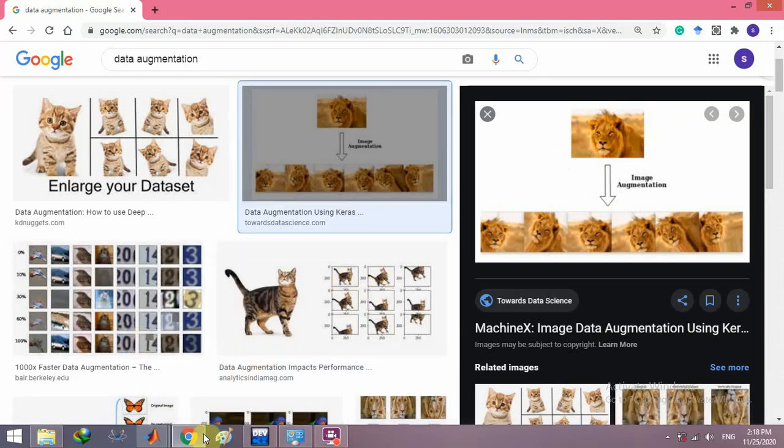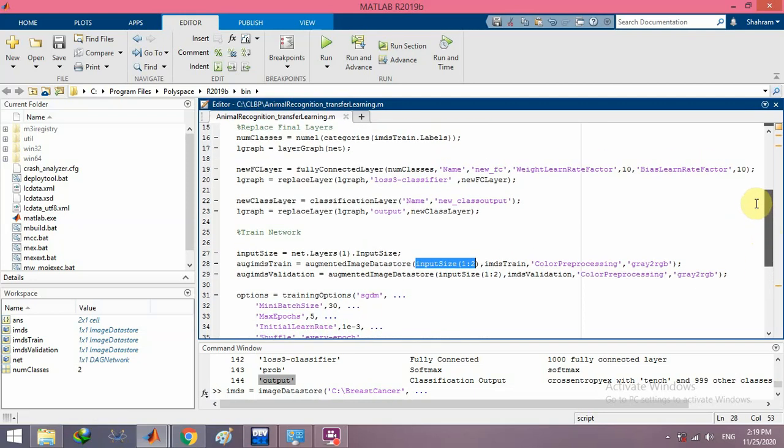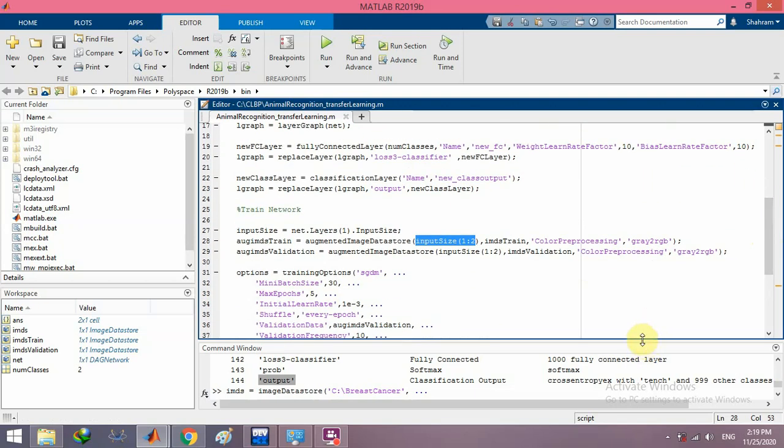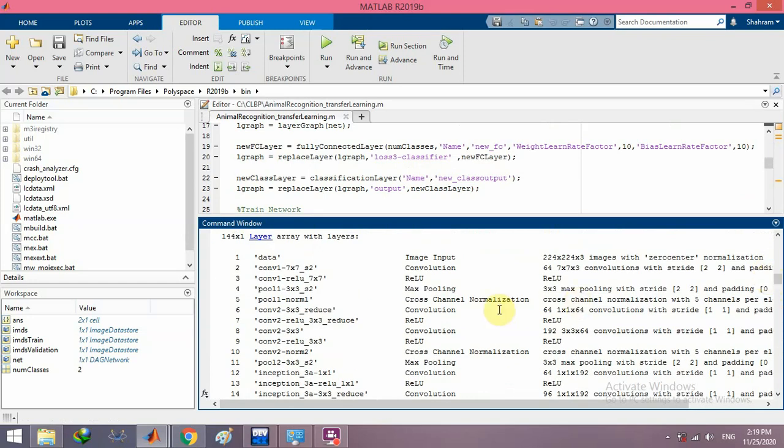In order to perform it, we can use the augmented image datastore function, but here I didn't perform any augmentation operation. We only perform resizing. The input image of the CNN should be the same size as the input layer size. Check it. In this architecture, the input image should be 224 by 224 and it should be RGB.